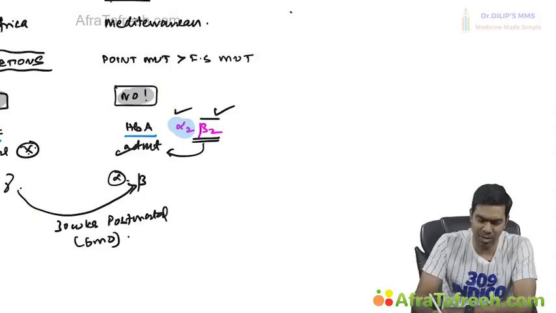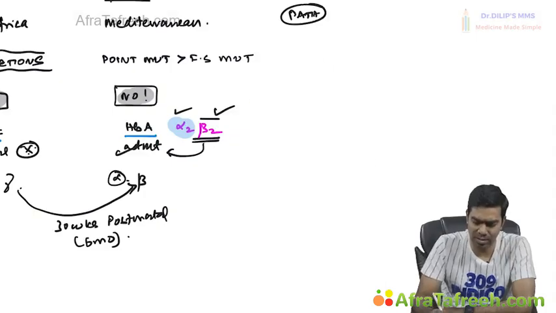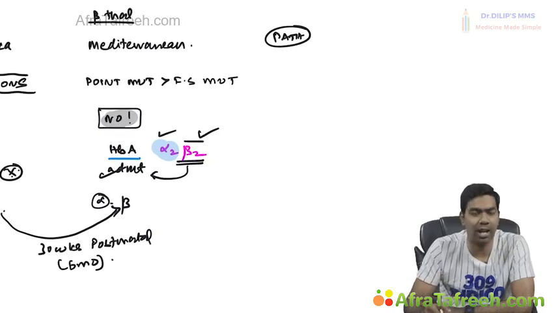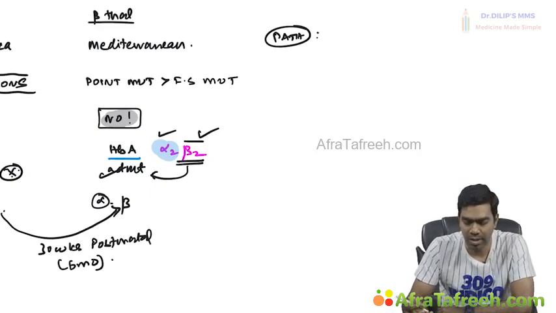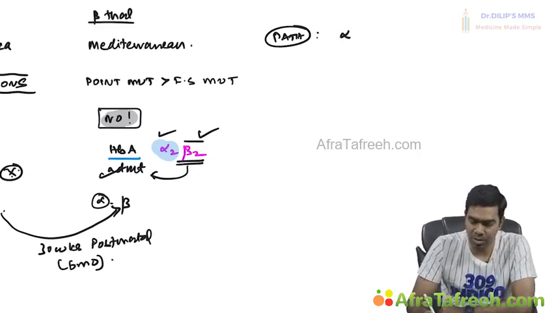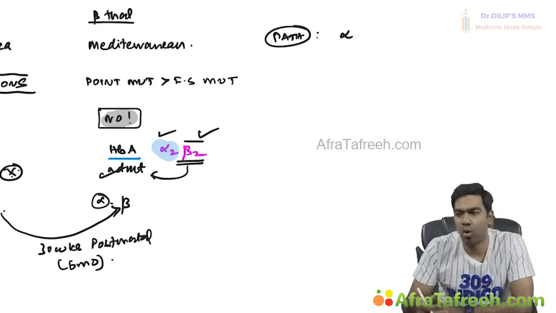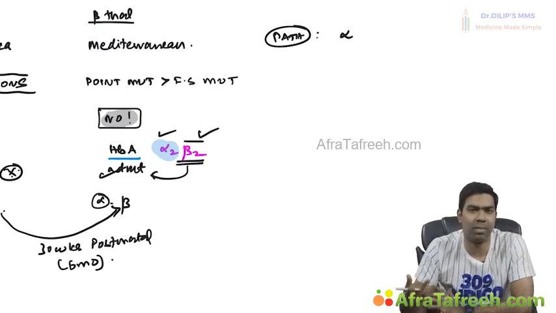But before that, what is the problem in alpha and beta thalassemia? What is the pathophysiology in alpha and beta thalassemia? What could be the reasons for why you get alpha and beta thalassemia, the reasons for the clinical manifestations? The reason is very simple. It's an overproduction of, a relative excess of the other normal chain that is being produced.